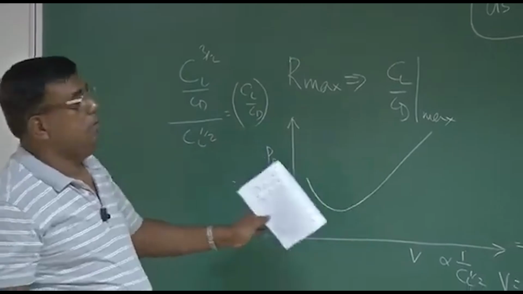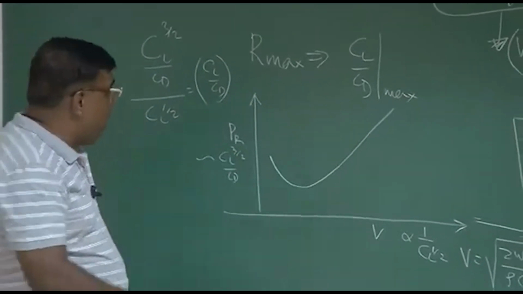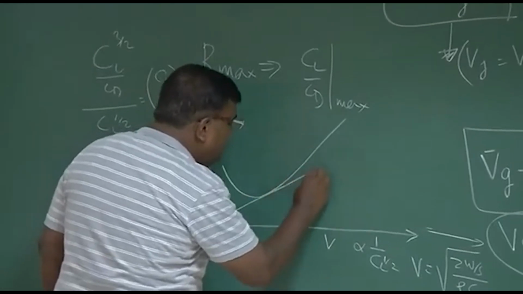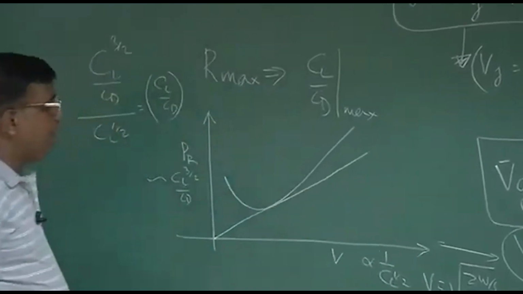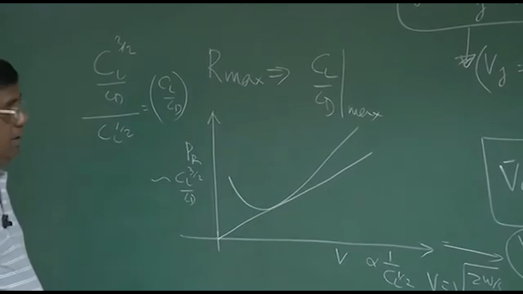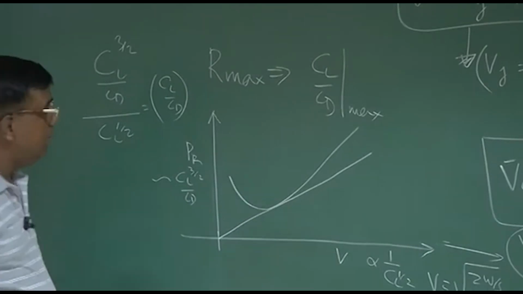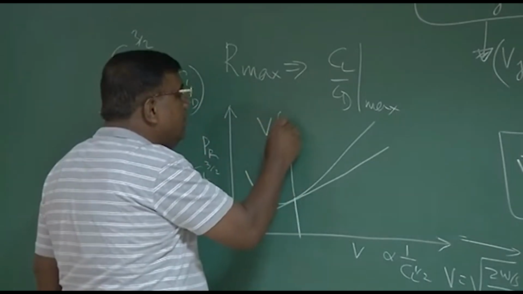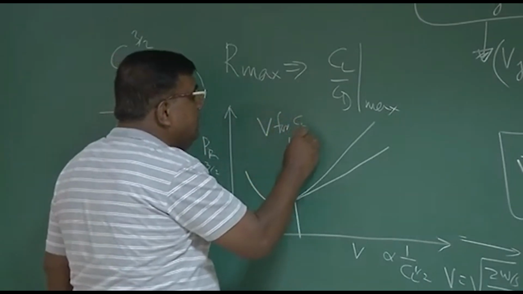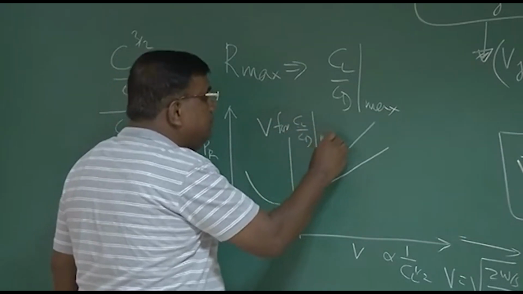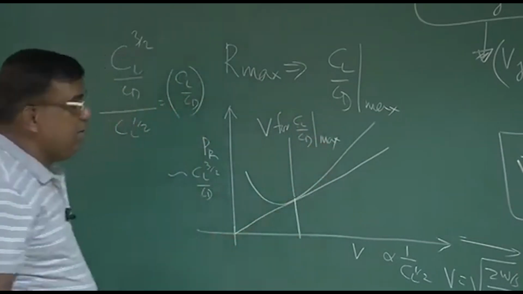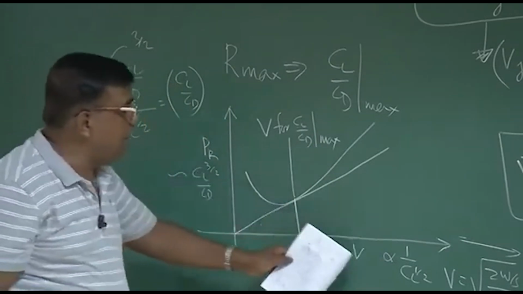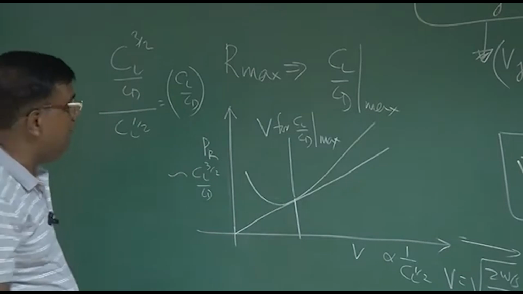Typically, I am talking through these dimensions, these variations. So the interpretation is, if I draw a line which is tangent to this power required versus V curve, and the tangent starts from V equal to 0, this point is basically, which we have done, V for CL by CD maximum, because the slope is giving CL by CD. From this ratio I have tried to explain, but also you understand what is this slope?